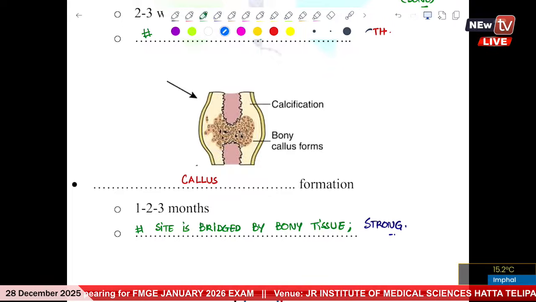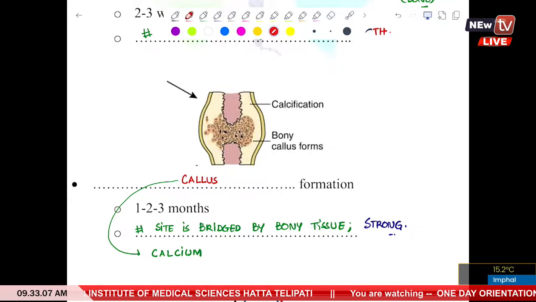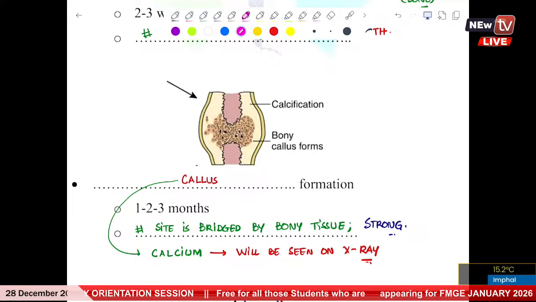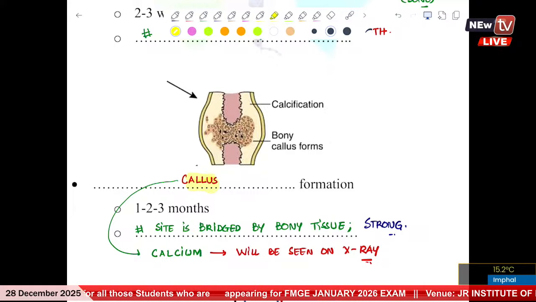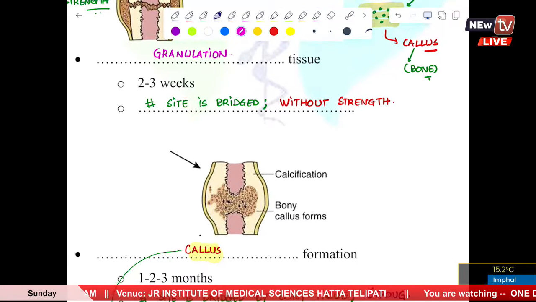And this callus is containing calcium, right? So this is having calcium. Will it be seen on X-ray? Will be, yes, so it will be seen on X-ray. So if someone asks you, what is the earliest radiological evidence of fracture healing? Your answer will be callus, because callus is actually a bone, and bone is well visualized on X-ray. So hematoma, granulation tissue, callus.